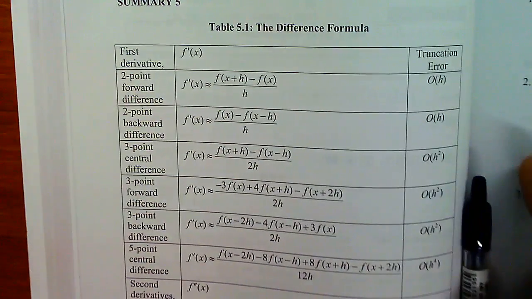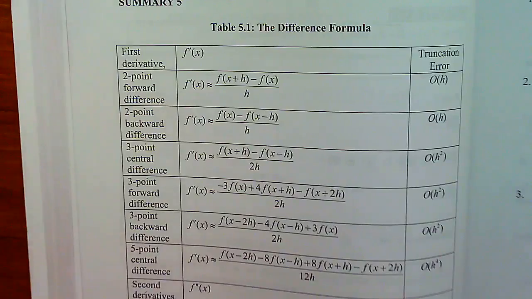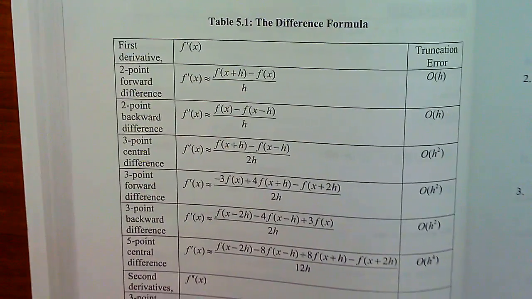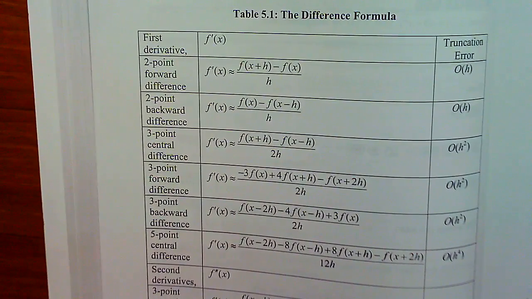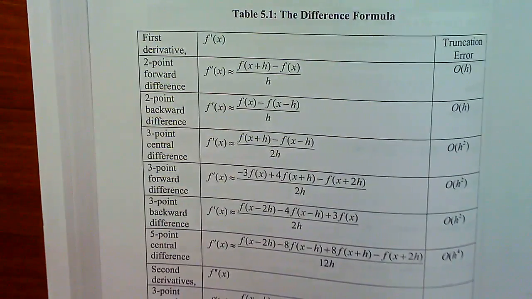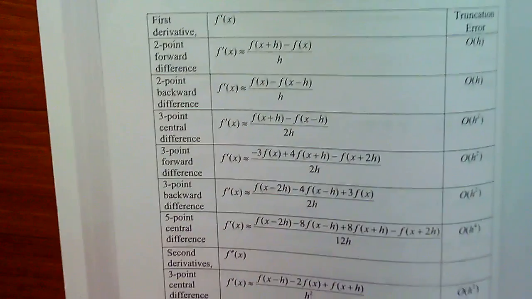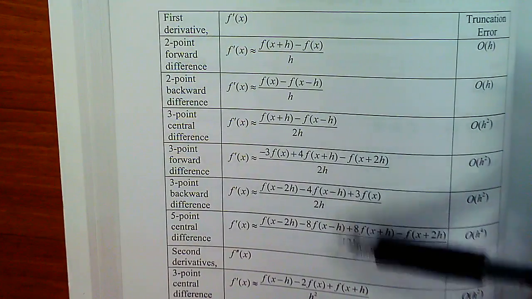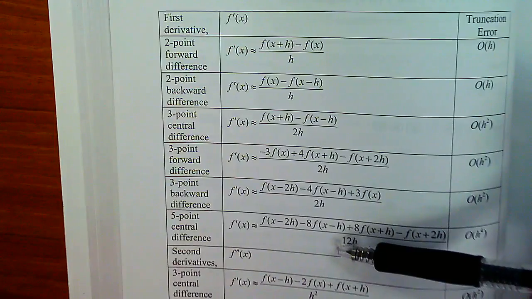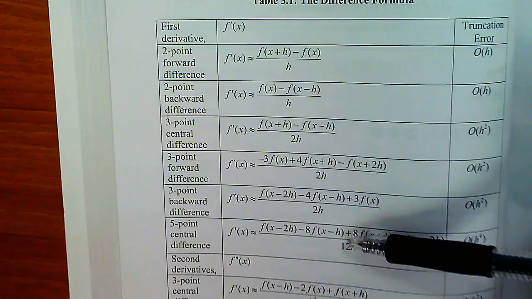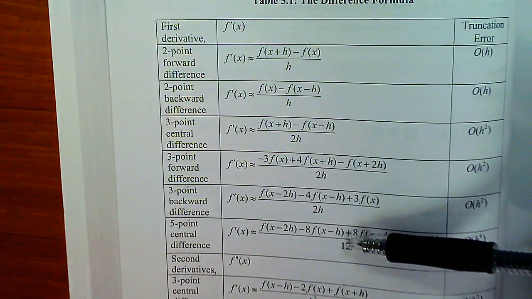Next, this is the scope of our numerical differentiation topic. As you can see, if we want to do the first order differentiation, there are up to 6 options. 1, 2, 3, 4, 5, 6. So you can use these 6 methods to do the first order differentiation or first order derivative.